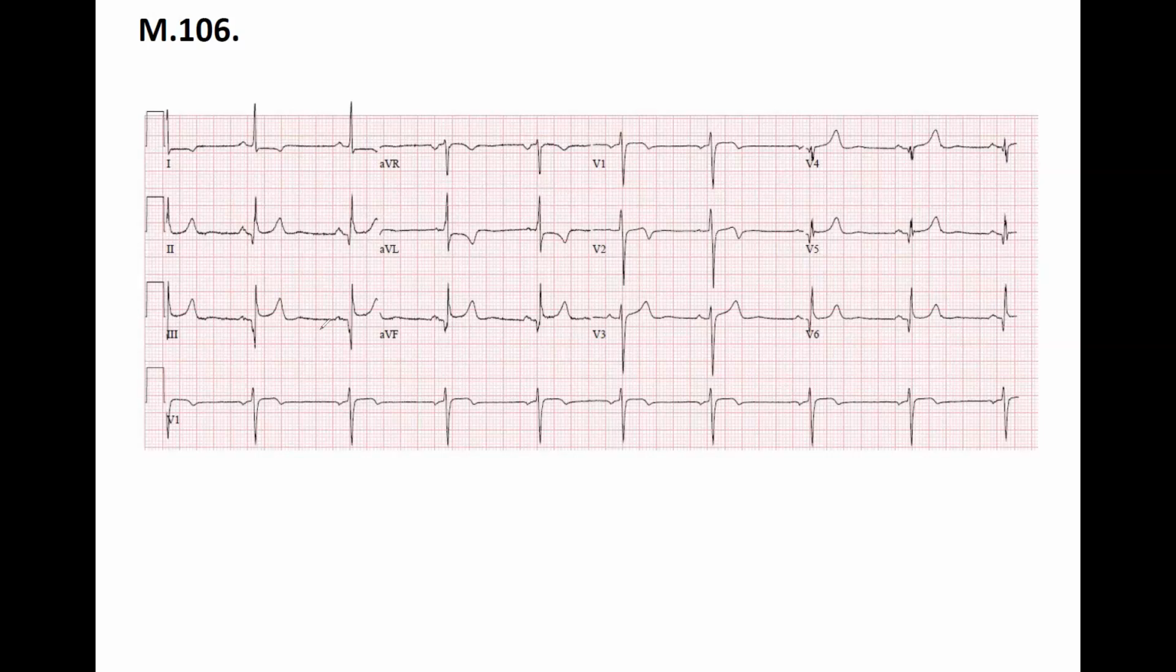And another one: if you do have inferior, you have to search for ST depression in V1, V2, V3, V4. There's none. So it means you do not have an inferior posterior MI, you only have an inferior MI. Okay? Clear? Good.